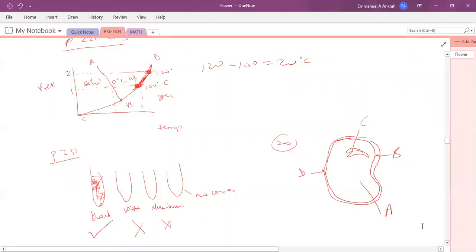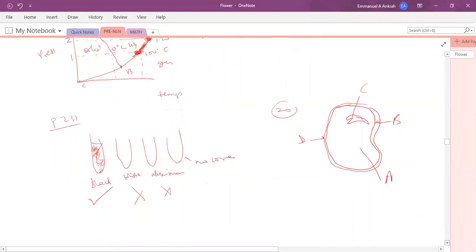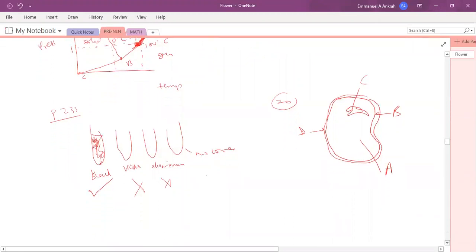Stored food. Think of the diagram that we had about the seed. Remember the bulk is the stored food. The bulk of the seed is the stored food. So if you look here, A is going to store food. Stored food is A, the bulk of them. So it is A.